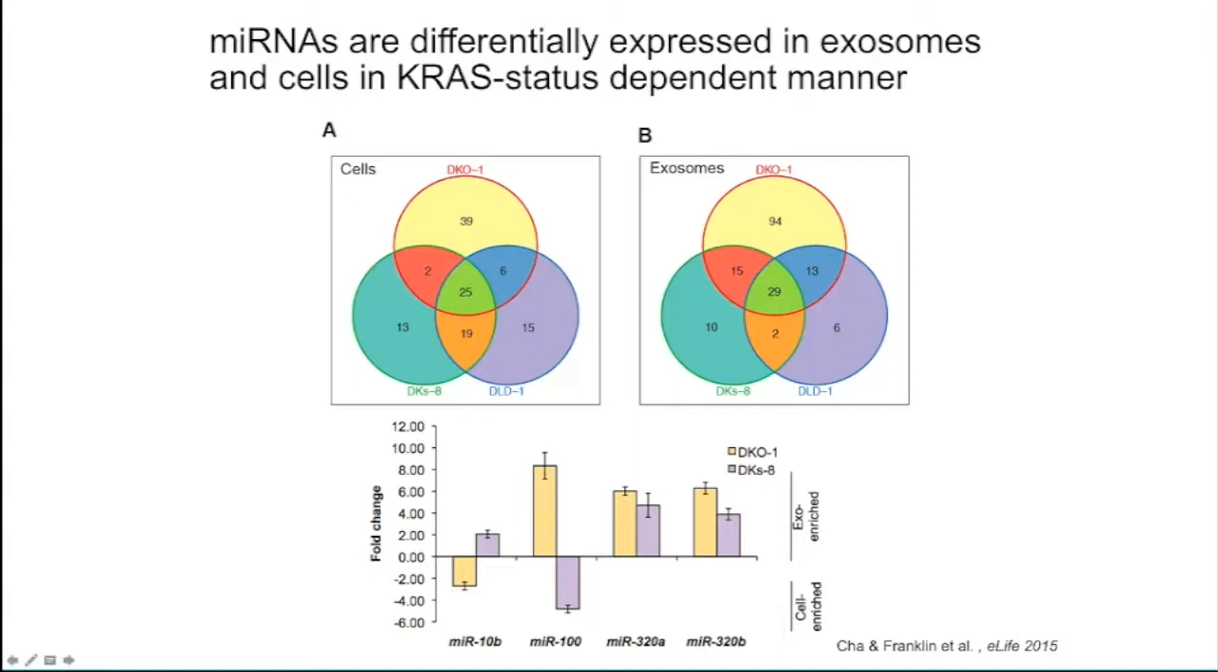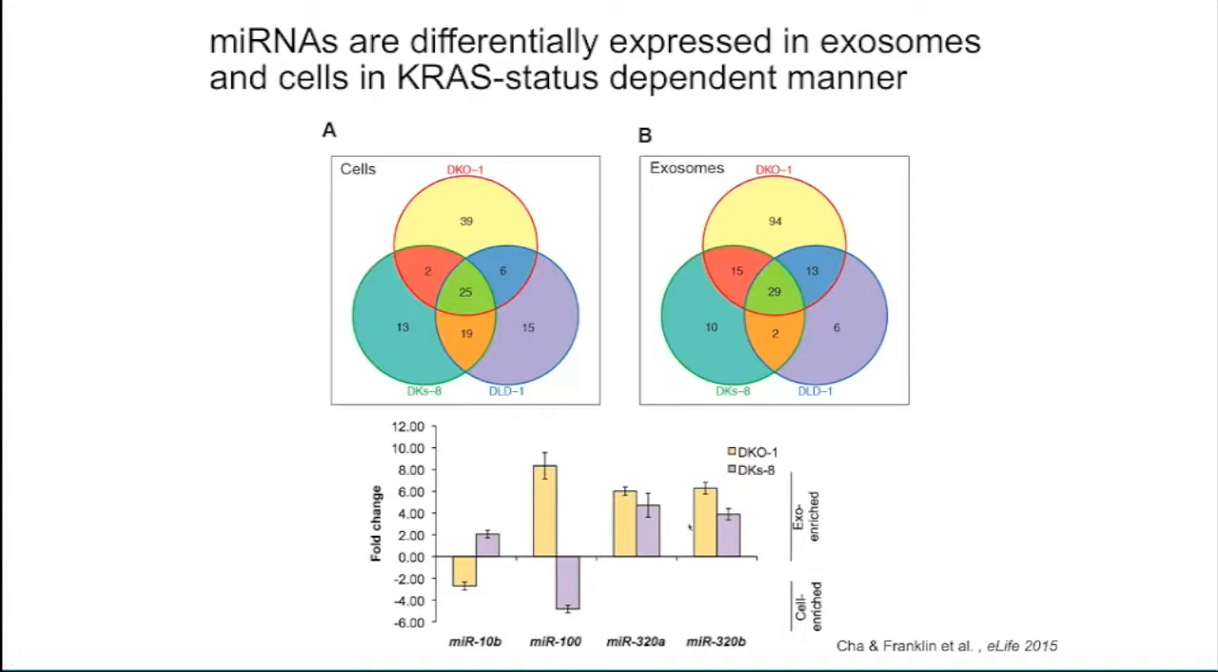I'm just going to focus down here in the bottom of this figure as some examples, and I'll really focus here on miR100. So miR100 was one of the microRNAs that we found that was enriched in exosomes in mutant KRAS cells, and in contrast, miR10 was enriched in the cells. So these were RNAs that would show different patterns. One was exported and one was retained. And then we have the miR320 family, which was exported into exosomes regardless of KRAS status.